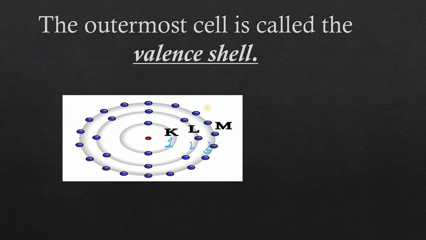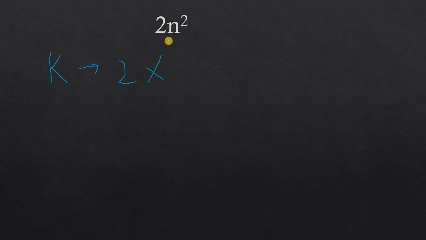So how can you do it? Let us see one example of K shell. In K shell, first we will do 2 and then multiply by n square. What is n? The number of the shell from the nucleus. K is first from the nucleus, so the value of n here is 1. So we put 1 square, and we all know that 1 square is equal to 1. So 2 into 1 is equal to 2. So 2 is the maximum number of electrons that you can put in K shell.